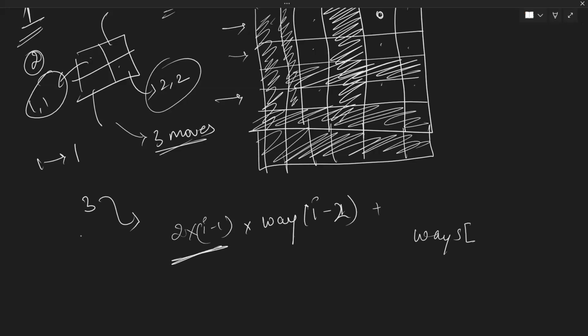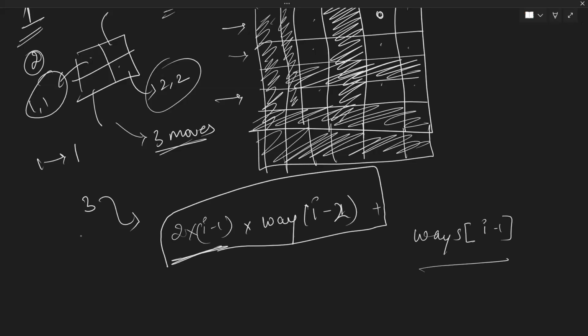What does this mean? Plus I minus 1. So this is basically the ways up till I minus 1, and in this, we are adding this much. So yes, 2 is for R comma C or C comma R. If we can place a rook at R comma C, we can also place it at C comma R. And why I minus 1?